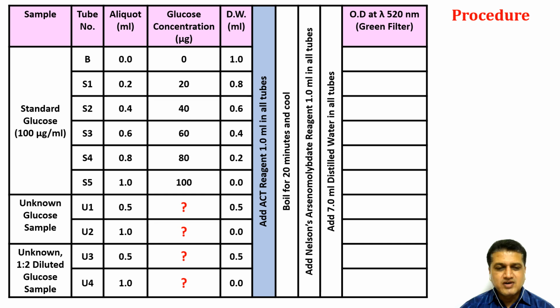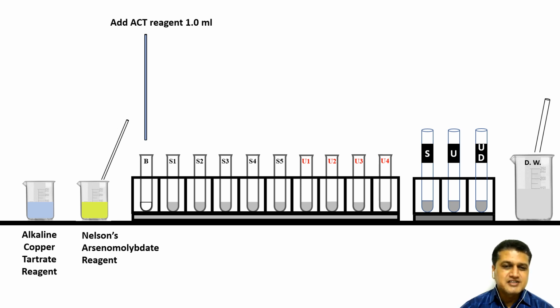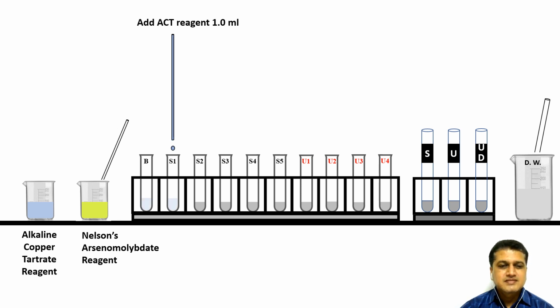Now add 1 ml alkaline copper tartrate reagent in all 10 test tubes. Pipette in alkaline copper tartrate reagent using 1 ml glass pipette. Add 1 ml ACT reagent in tube B and mix it thoroughly. Then add in tube S1 and mix it thoroughly, and so on.